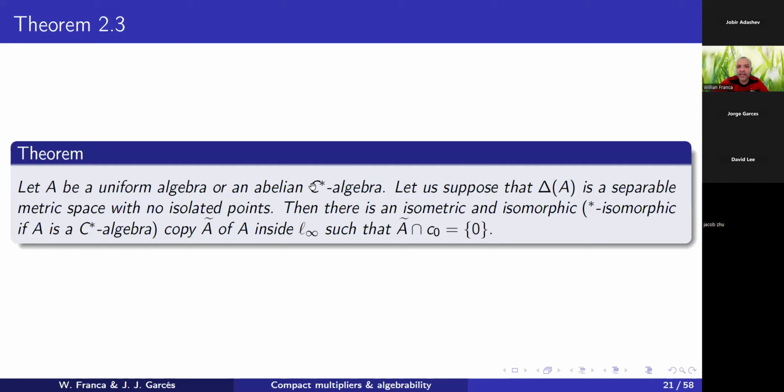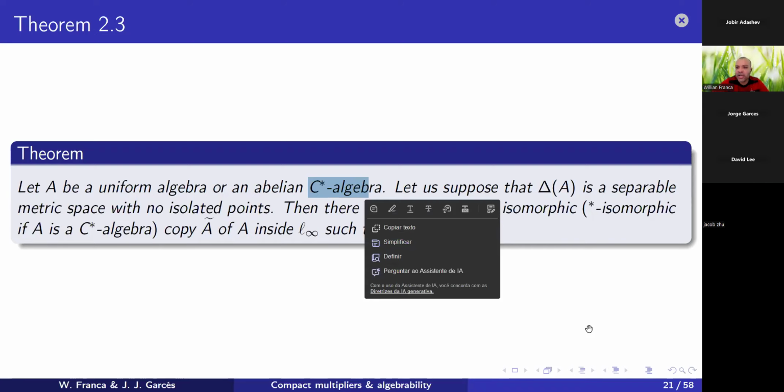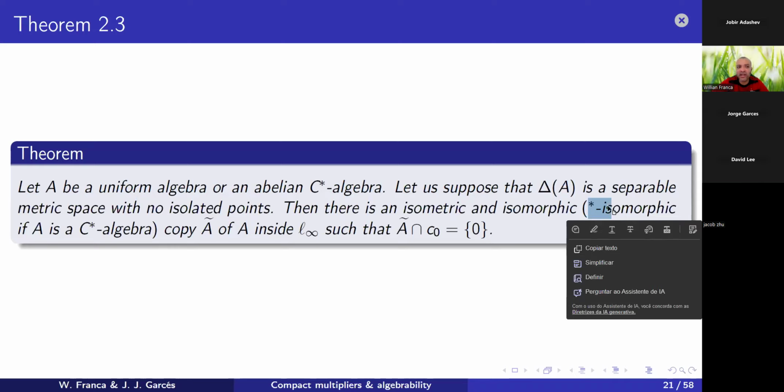In the case that A is a C-star algebra, such a map is also a star isomorphism. That means that it preserves the involution. I didn't mention it, but L infinity is also a C-star algebra where the involution is given by the standard conjugation on each entry.